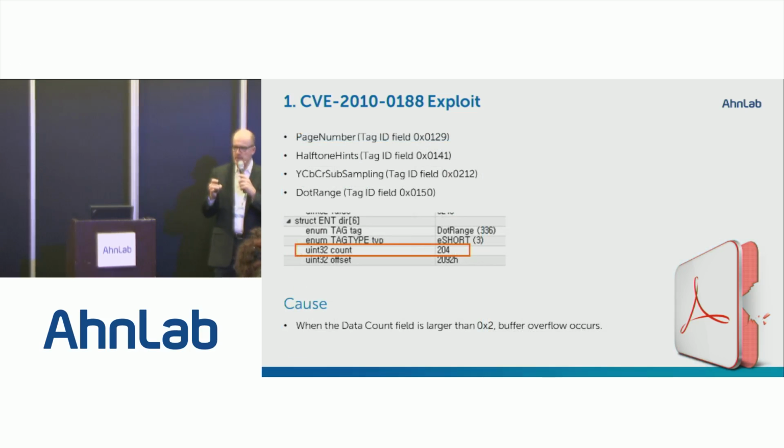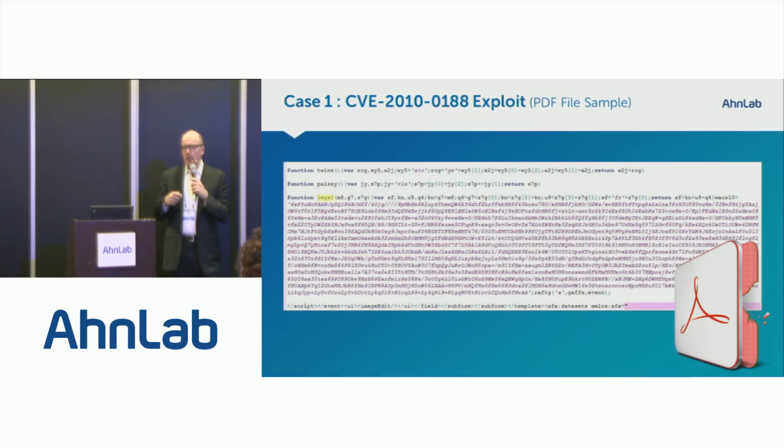When the value of this field is larger than 2, which as you can see is now at 204, the buffer overflow occurs. If you want to use static detection, this exploit can be detected when the value of the specific field is larger than 2. How then is this vulnerability exploited in actual attacks? This sample is from an attack on a financial company that occurred last year. The attacker encoded the malicious script in particular strings to avoid detection.